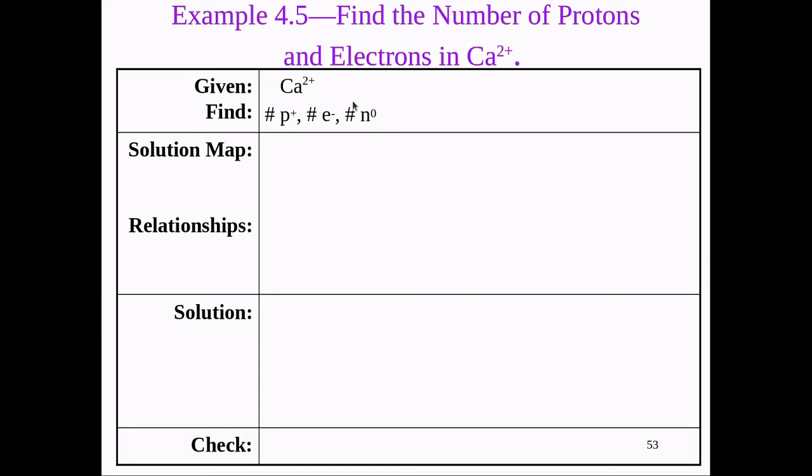Okay, so let's try a problem here. We're going to find the number of protons and electrons in a calcium 2 plus. All right, so we're given just a formula here, calcium. We know that it has a 2 plus charge. We're asked how many protons, how many electrons, how many neutrons does it have? We know that the ion charge is going to be the number of protons minus the number of electrons.